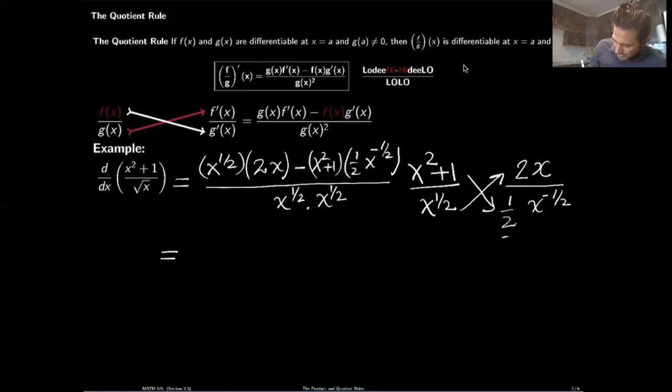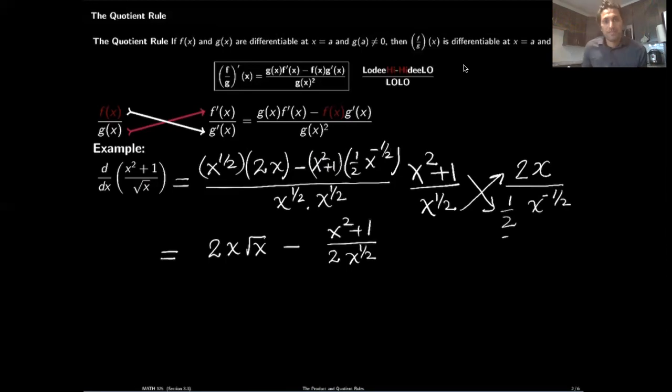Let's simplify this a little bit. The first term is 2x times the square root of x. The second term, x squared plus 1 times 1/2 x to the power minus 1/2, can be written as x squared plus 1 over 2 times x to the power 1/2, because the exponent is negative, so I can move it to the denominator. The whole thing is divided by x to the power 1/2 times x to the power 1/2. This becomes x, because if the bases are the same, the exponents add: 1/2 plus 1/2 is 1. So here we have a quotient, and here is also a quotient if I divide by 1.